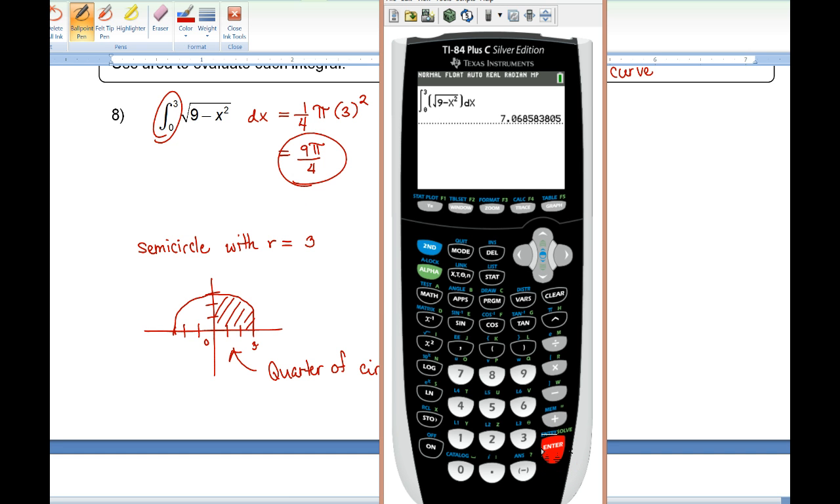Right. So if you have a fancy calculator, like Lindsay's, then it would put it in as 9 pi over 4. Wait, is that calculator allowed on the exam? Yeah. Are you allowed to bring 2 calculators? I believe so.